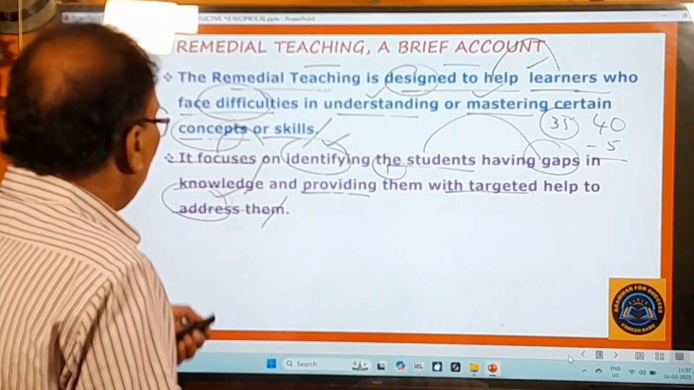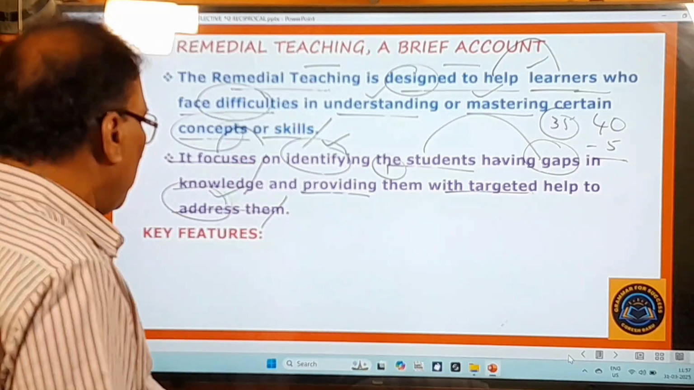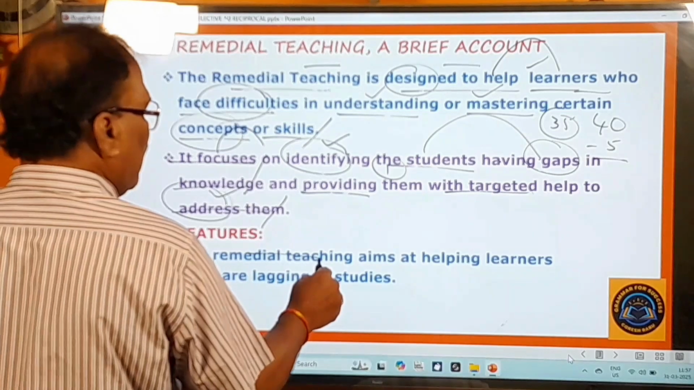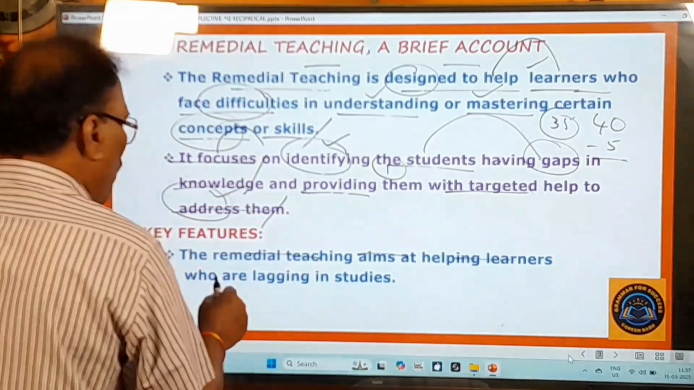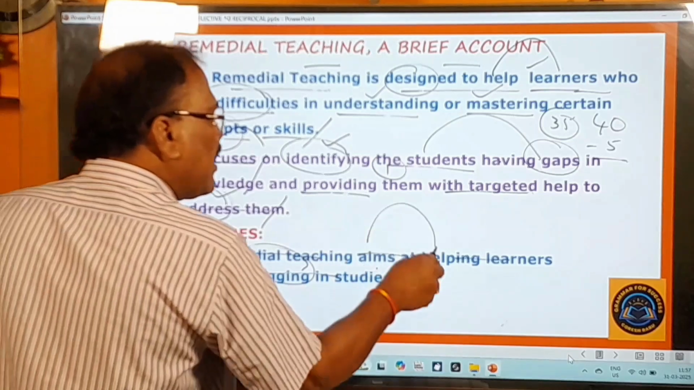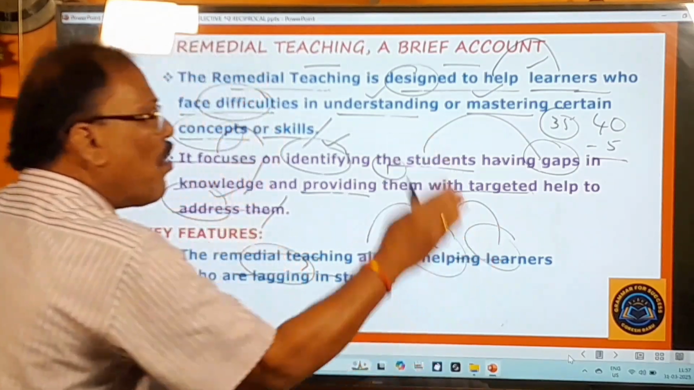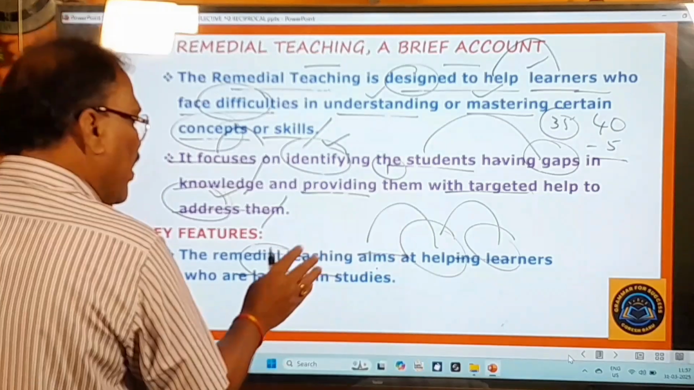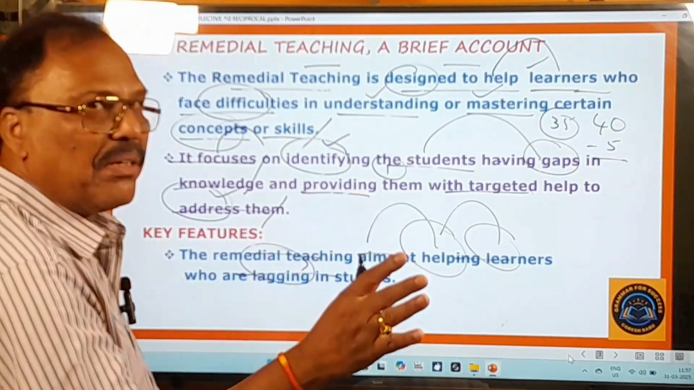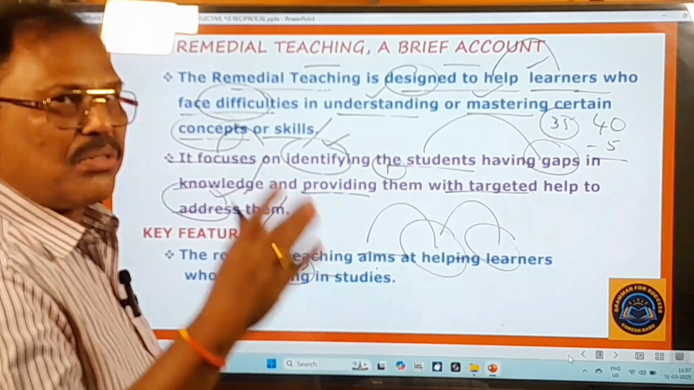Okay, and now we are going to learn about the key features of this remedial teaching. What are the key features of the remedial teaching? See, the remedial teaching aims at helping learners who are lagging in studies. This remedial teaching aims at helping whom? The learners. What kind of learners? Who fall behind in studies. For such students, this remedial teaching offers help. It aims at helping those students, those learners.